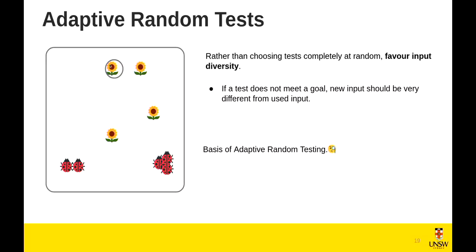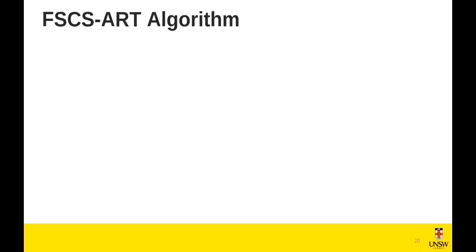Imagine we have a test case here like this. When we try to generate the next input, we should avoid this one. And what we should try are these ones. So we should make them very different. So increasing the input diversity is more likely to give us a better testing result. And there's an algorithm for doing this. And this algorithm is called the fixed size candidate set algorithm.